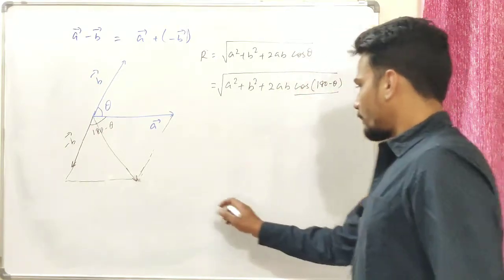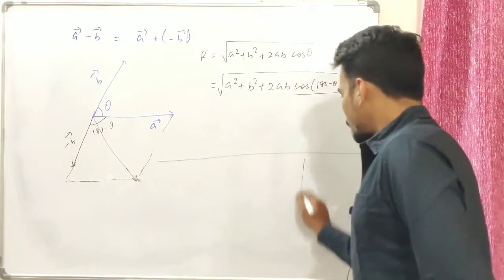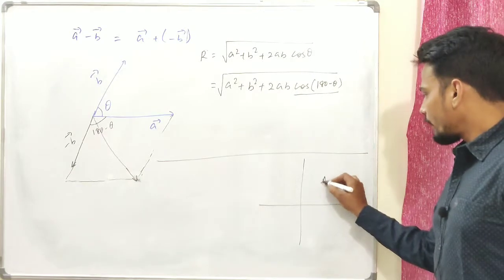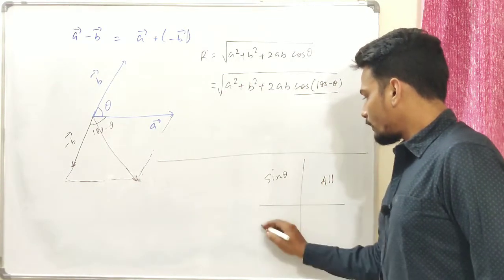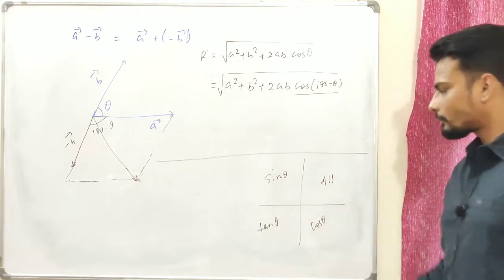Make a small note here. Let me just divide this part. What happens in the 4 quadrants: in the first quadrant, all the angles are positive. Here sine is positive. Here tan is positive. And here cos is positive.